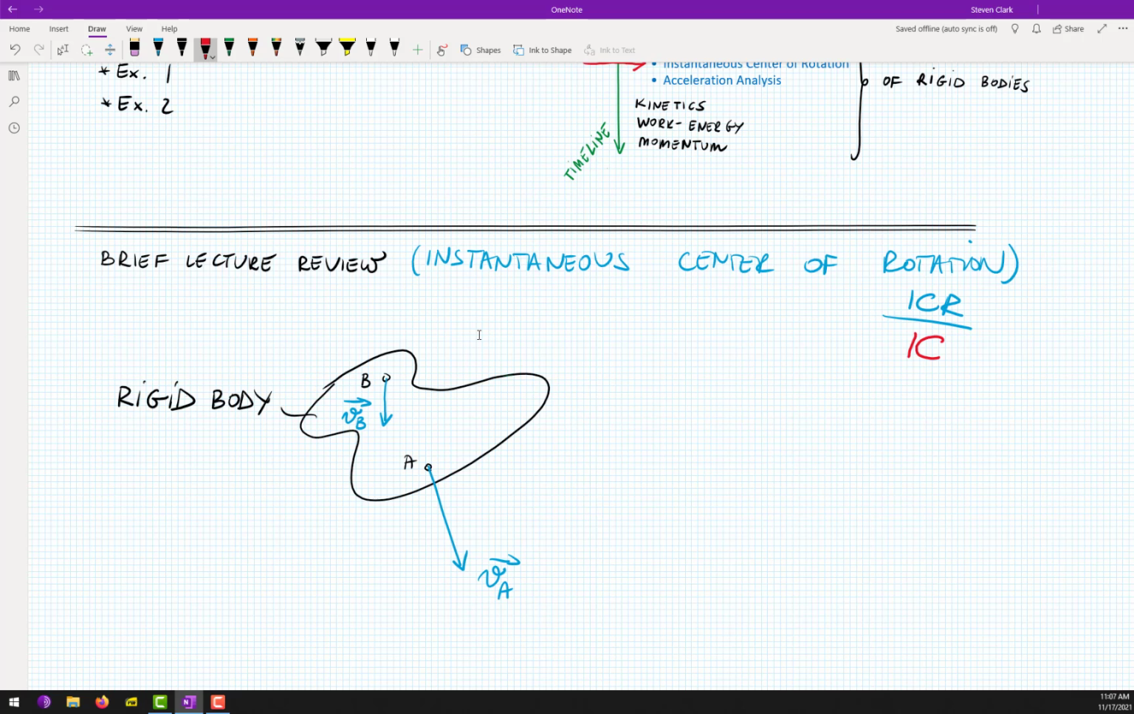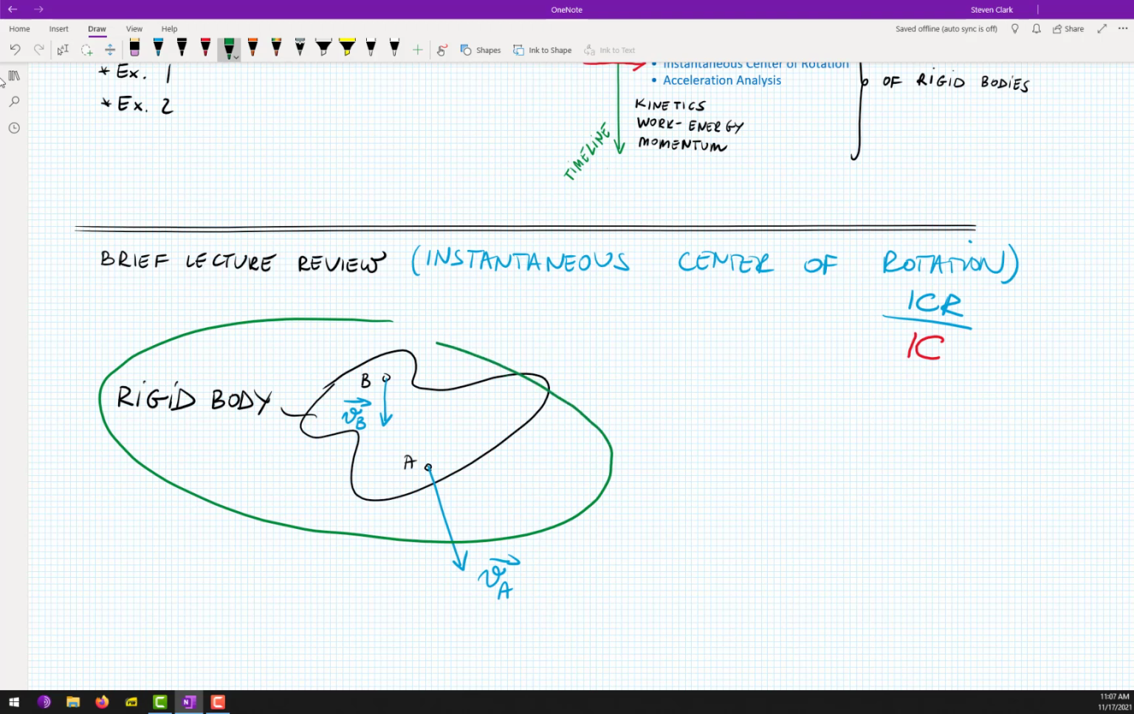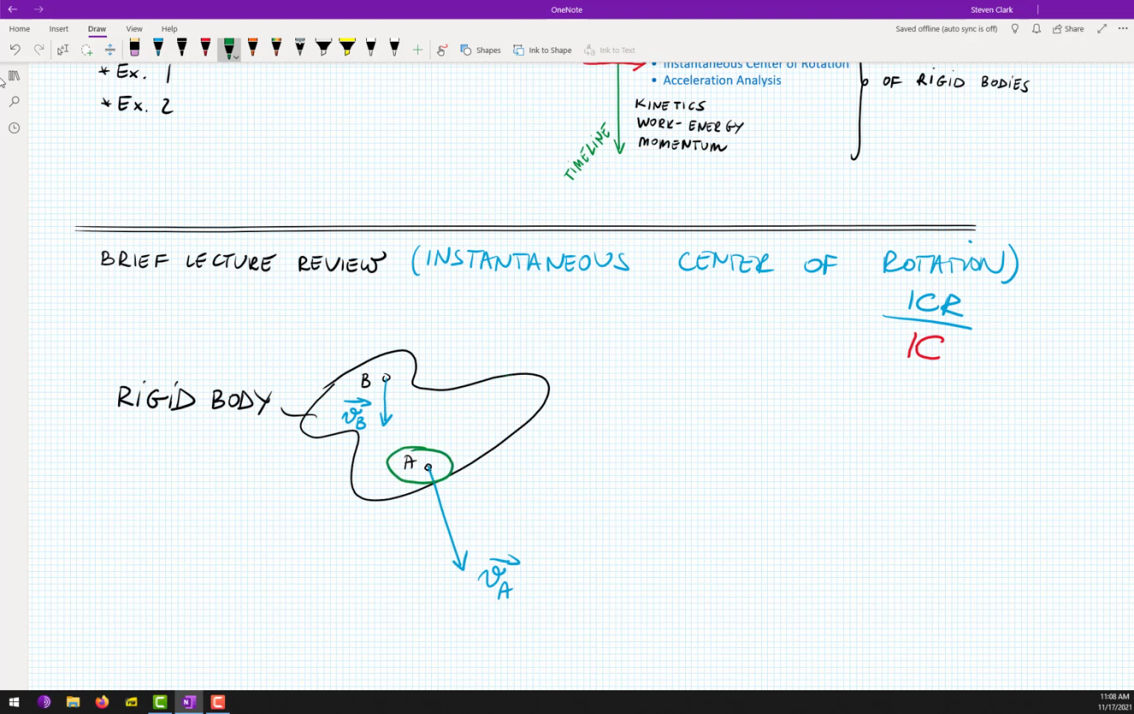So let's assume that we have a rigid body here, and we know the velocities of two points on that rigid body: point A with velocity VA, and point B with velocity VB. So how do we find the instantaneous center of rotation of that body?